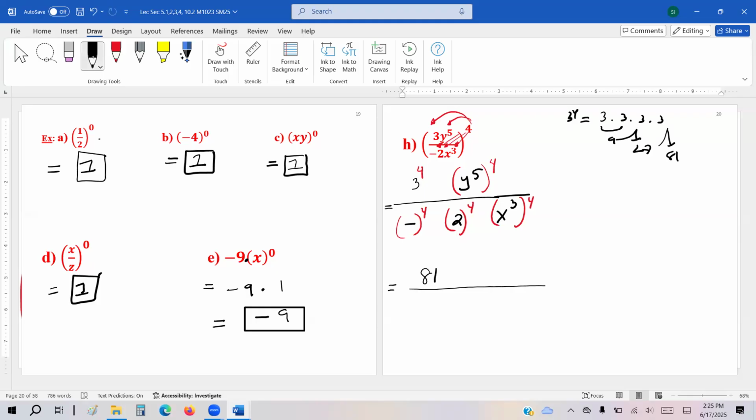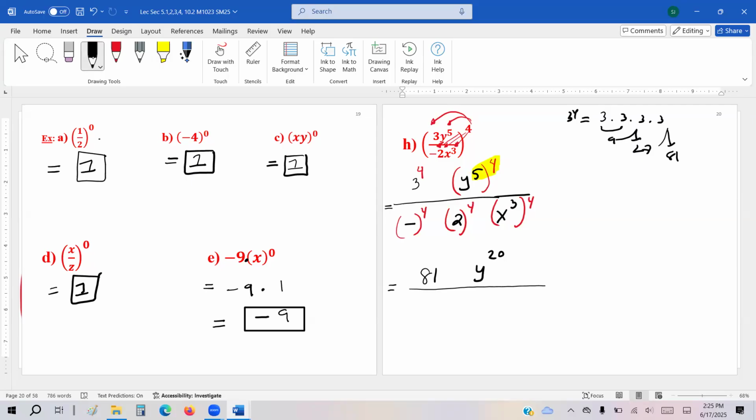So first one, we didn't have to follow any special rule. But how about the next one? We have y to the 5 whole thing raised to the power 4. 2 powers together, what do you do, Martin? Multiply. So y to the 20.